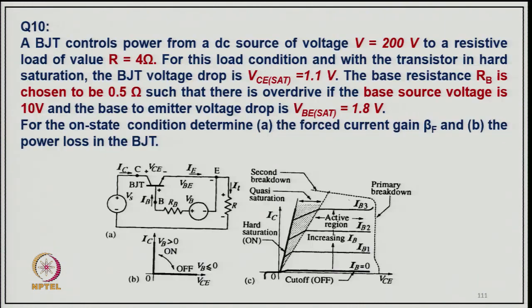From the figure we can find out IC equal to 2.5 milliampere at the intersection of IB equal to 20 microampere and VCE 15 volt. Coming to example 10: a BJT controls power from a DC source of 200 volt to a resistive load, as a kind of regulator for this load condition. With the transistor saturation voltage of the BJT VCE(sat) 1.1 volt and base resistance chosen 2.5 ohm, such that there is overdrive. If the base source voltage is 10 volt, then the base to emitter voltage is 1.8 volt. For the on state, determine the forced current gain beta and then the power loss in the BJT. We are operating in this region.